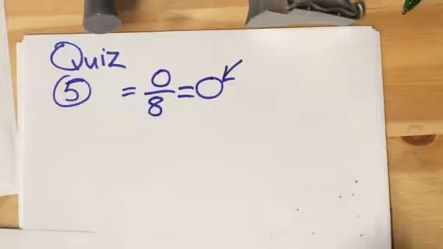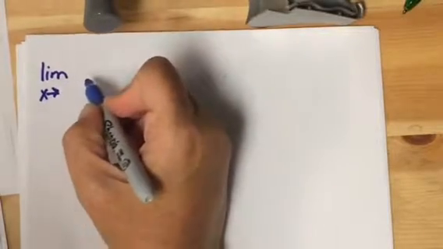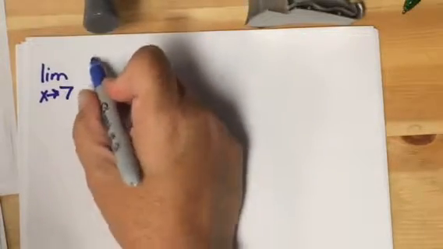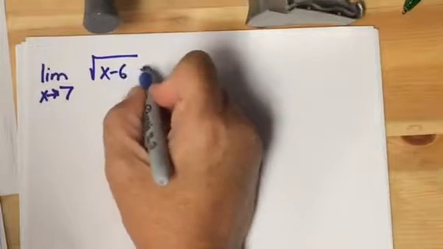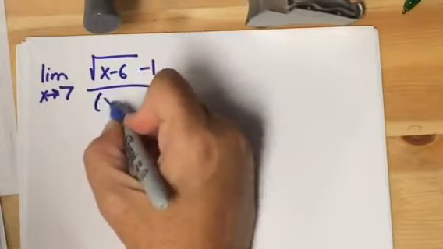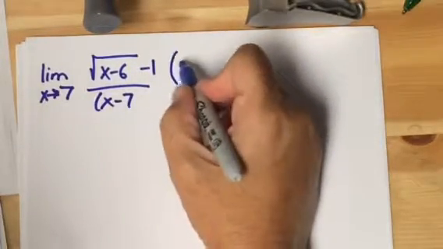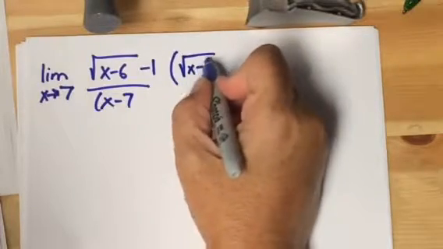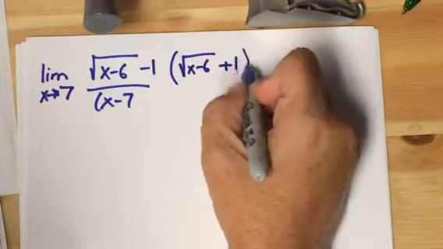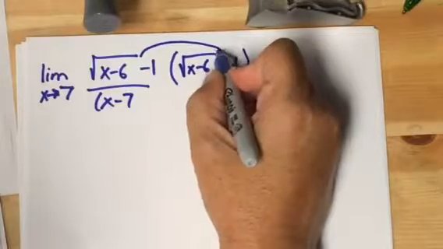Number 6 was a challenge, apparently. But most of your mistakes were just minor mistakes in number 6. So I'm going to go ahead and just start with, when you plug in, you get 0/0. So we need to use the conjugate. So I'm going to multiply top and bottom by root x minus 6 plus 1, because I want to change this sign to get the conjugate.